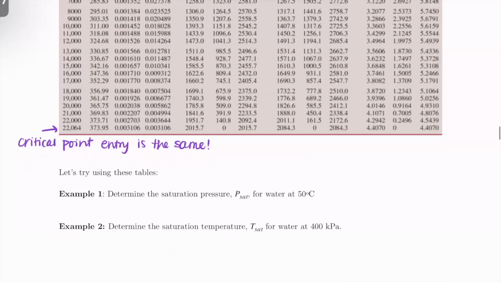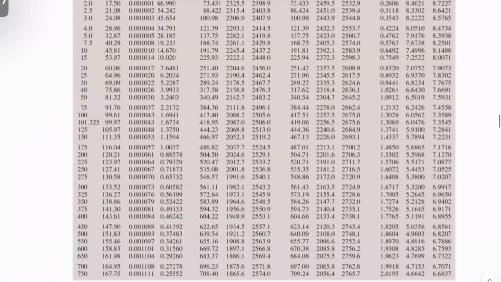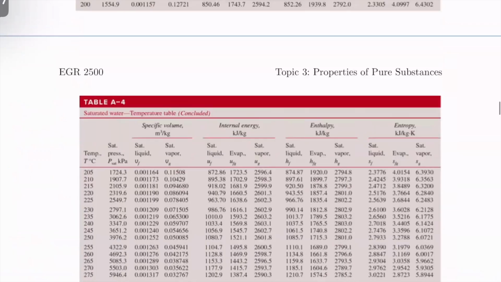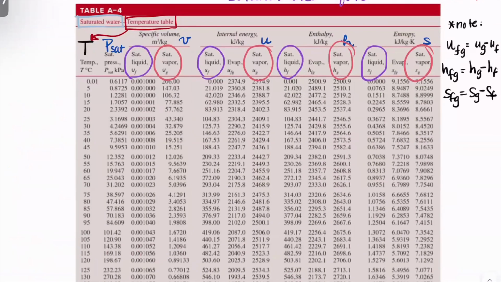Okay, so let's use them, shall we? The first one is that we want to determine the saturation pressure for water at 50 degrees C. So do you guys think we should use the temperature table or the pressure table to figure this out? The temperature table, right? Yeah, great. So let's go to our temperature table. And we are looking for 50 degrees C. So first verify that we have the units that we want. This is in degrees C, so that looks good.